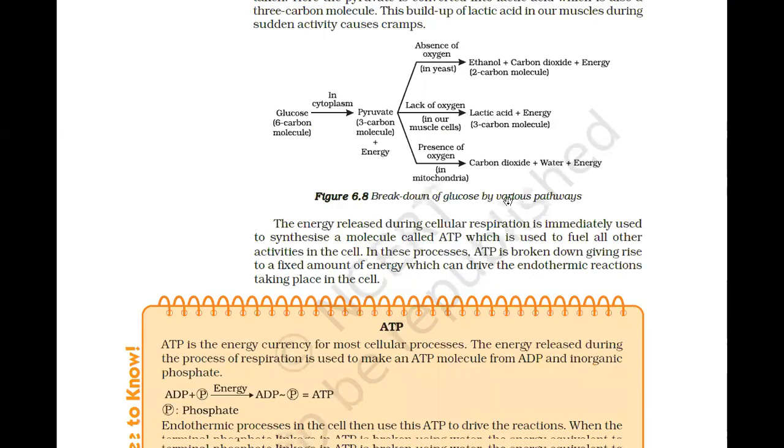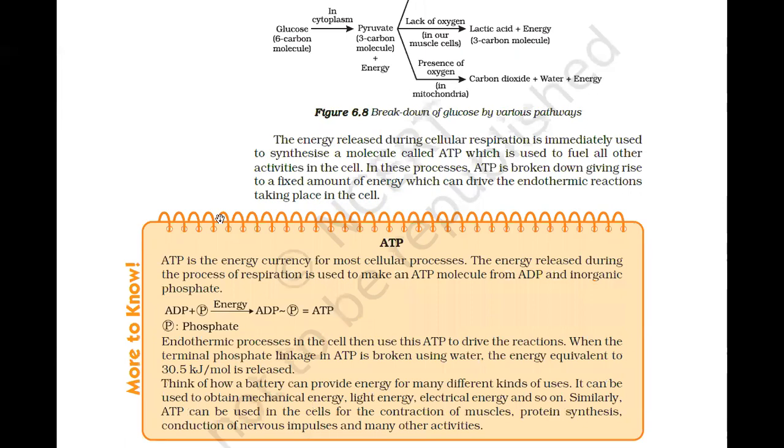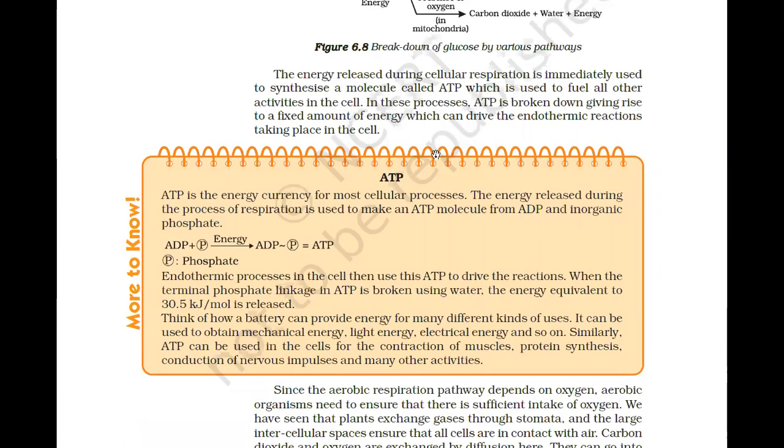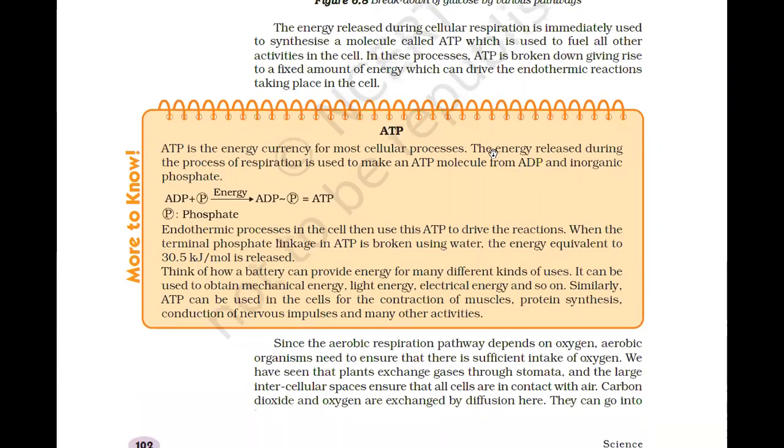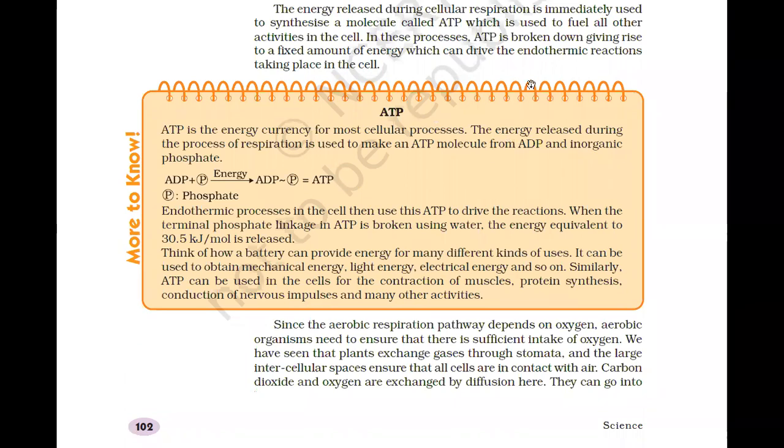The energy released during cellular respiration is immediately used to synthesize a molecule called ATP, which is used to fuel all other activities in the cell. In this process, ATP is broken down, giving rise to a fixed amount of energy, which can drive the endothermic reactions taking place in the cell.